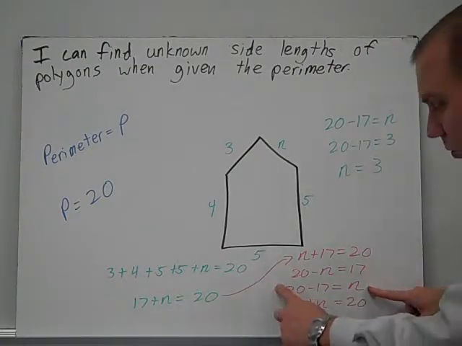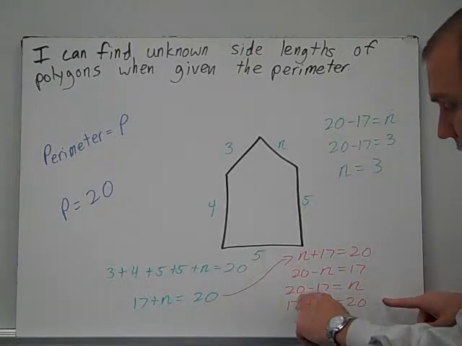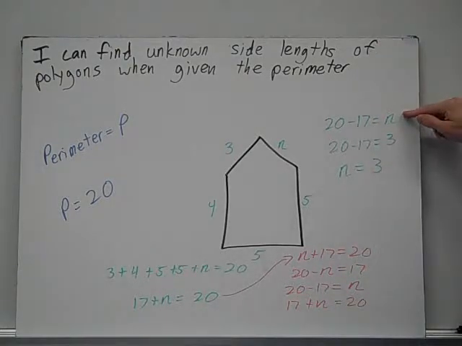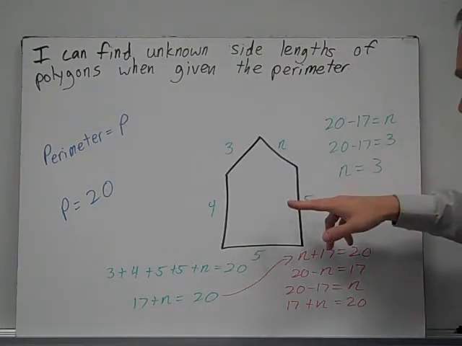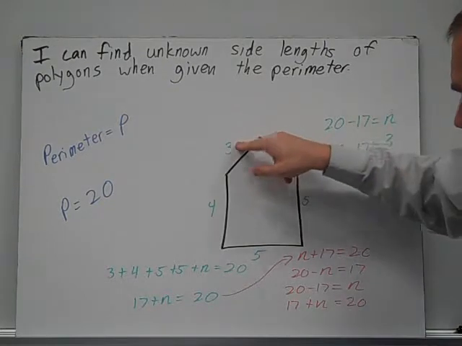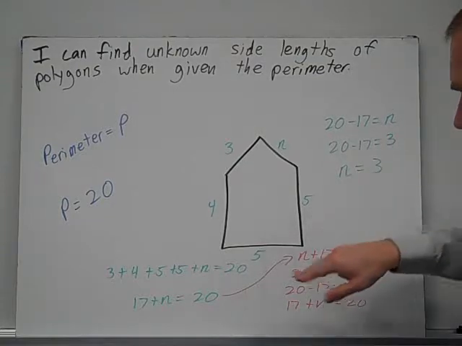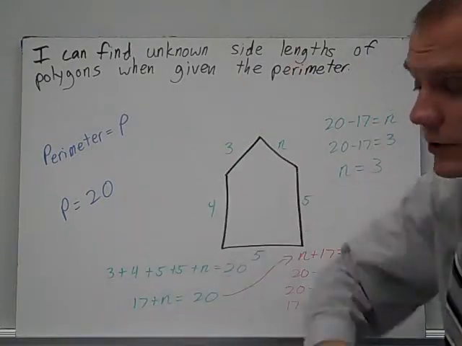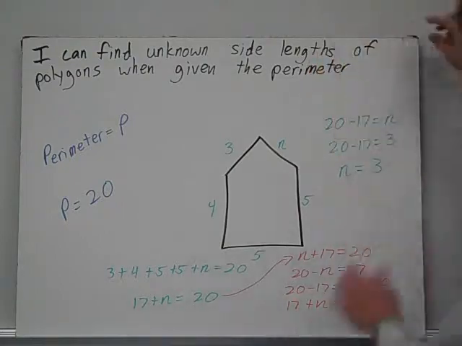Right here is the one you want to think about, 20 minus 17 equals N, because you can actually do 20 minus 17. And you can see I did that up here. 20 minus 17 equals 3, so N equals 3. And if you went back through and you did 3 plus 3 is 6, plus 4 is 10, plus 5 is another 10, plus 5 is 20, and your perimeter equals 20, so N has to equal 3.